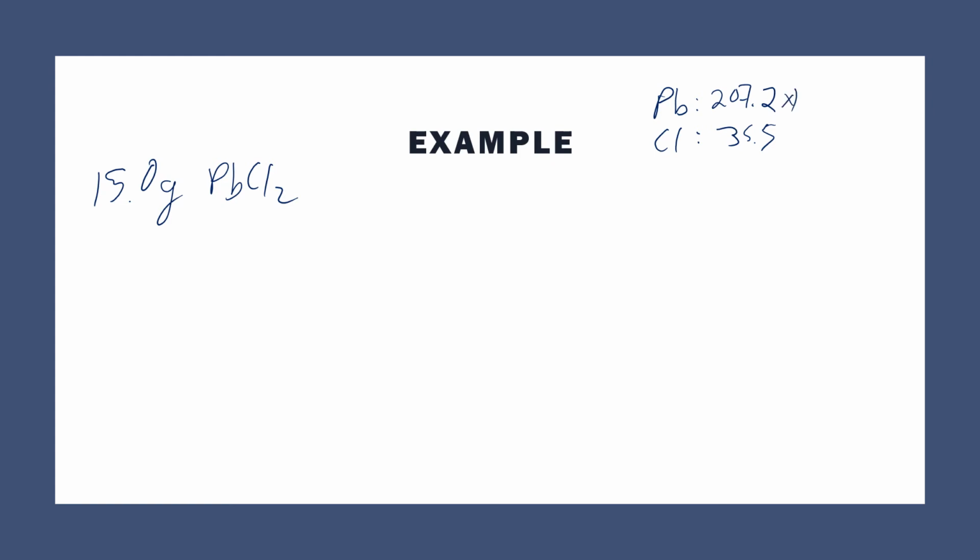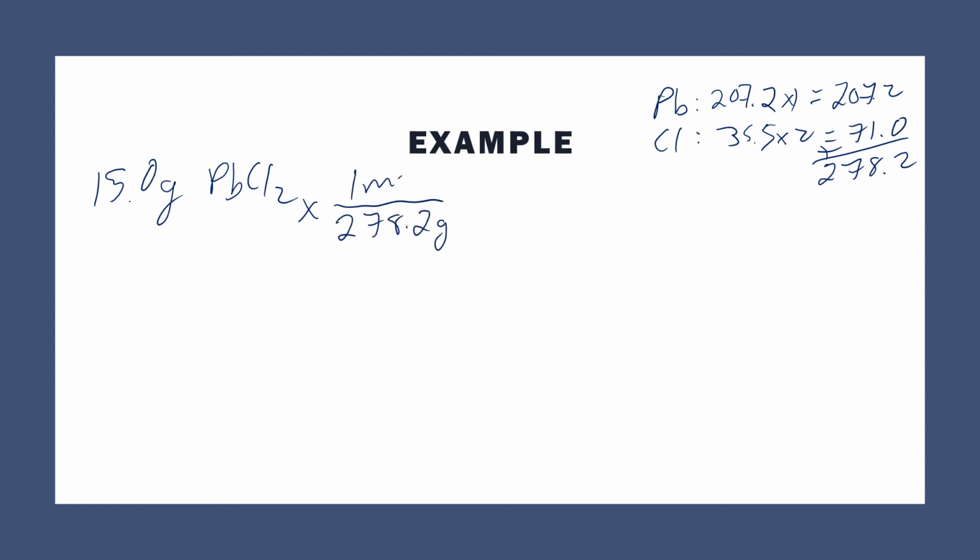Now, in our compound, there's one lead and two chlorines, so 207.2. For chlorine, that would be 71, and then you add up to find the total mass, or 278.2. Now that you have the molar mass, we can use that in our equation here, and we can convert those grams to moles. So 278.2 grams per mole for the lead 2 chloride. And by putting the grams on the bottom, you can cancel out grams. And then you divide. So 15 times 1 over 278 is the same thing as saying 15 divided by 278.2.